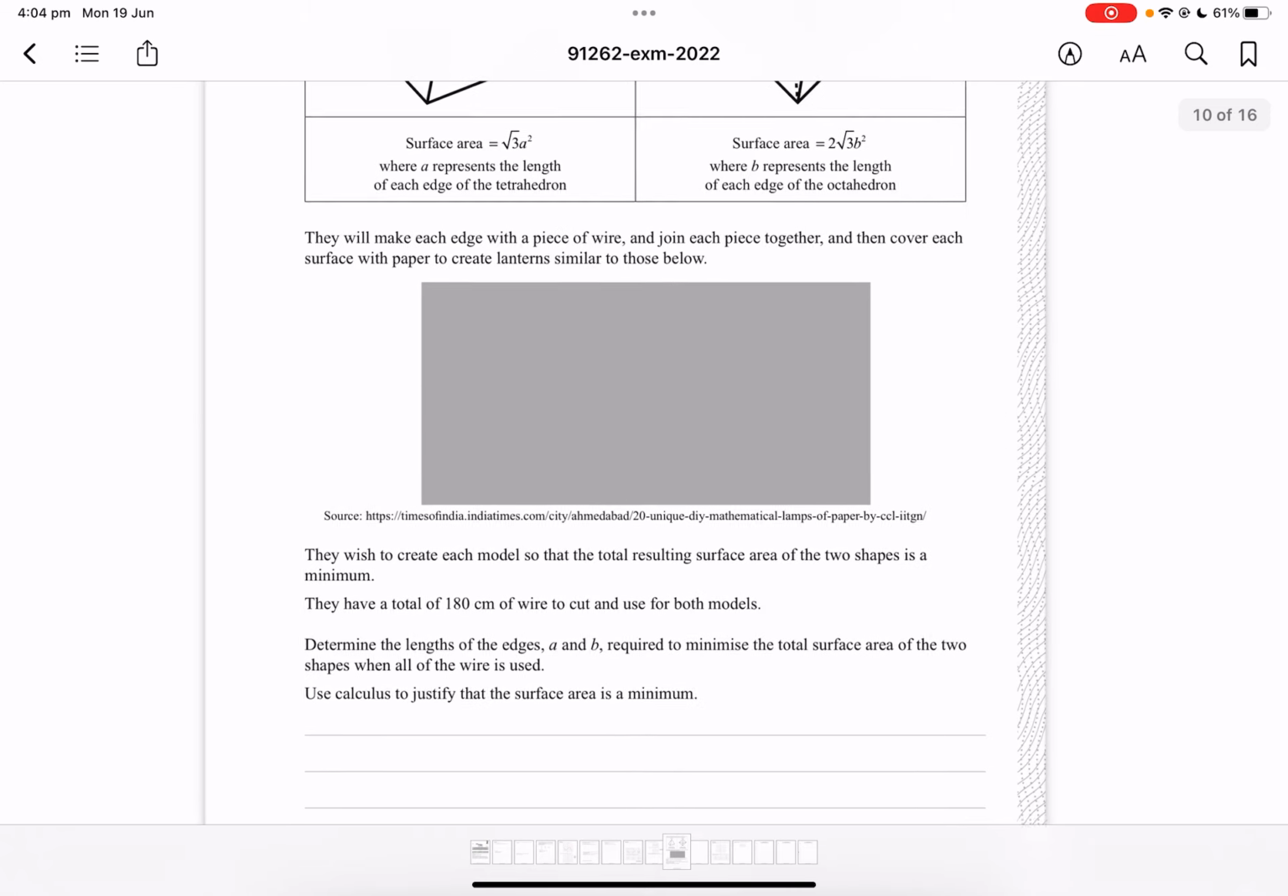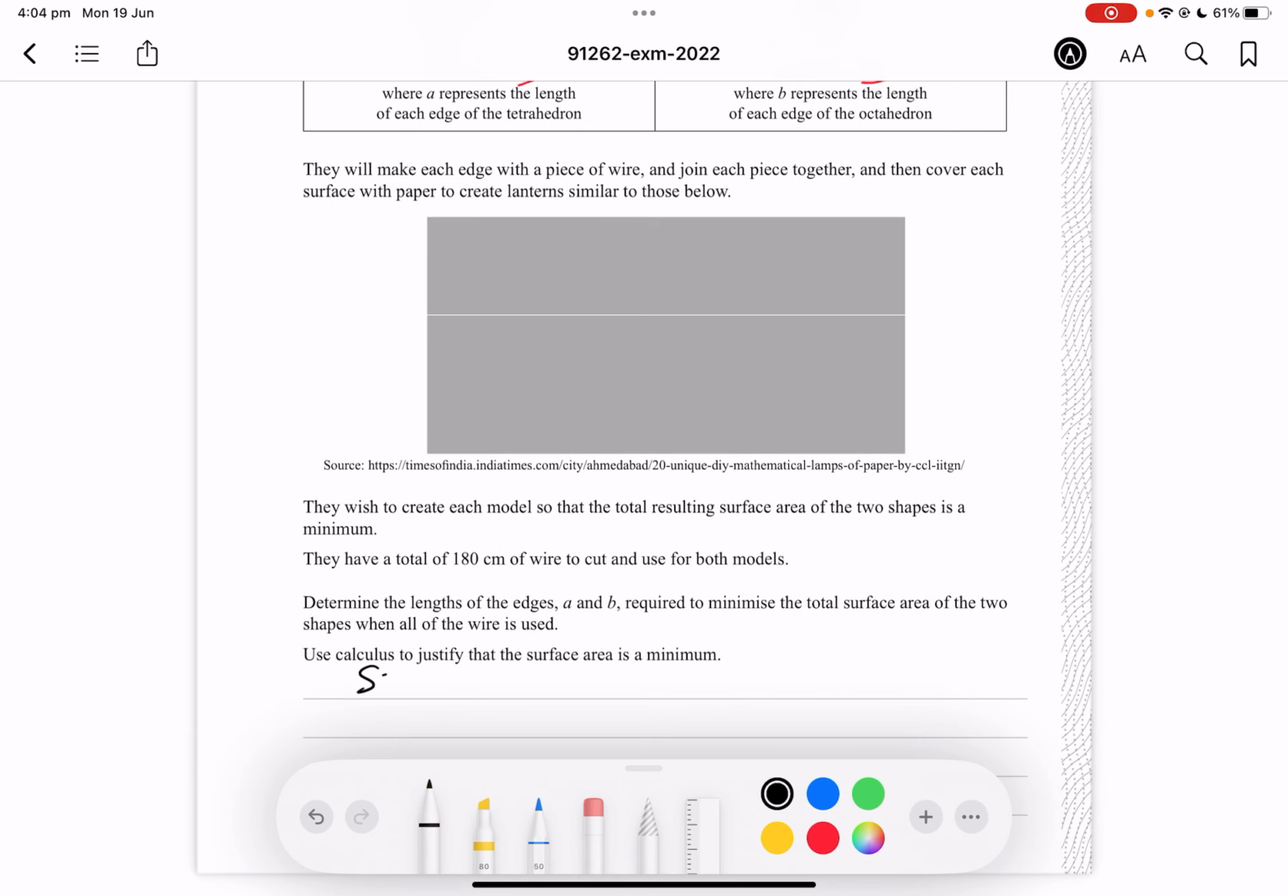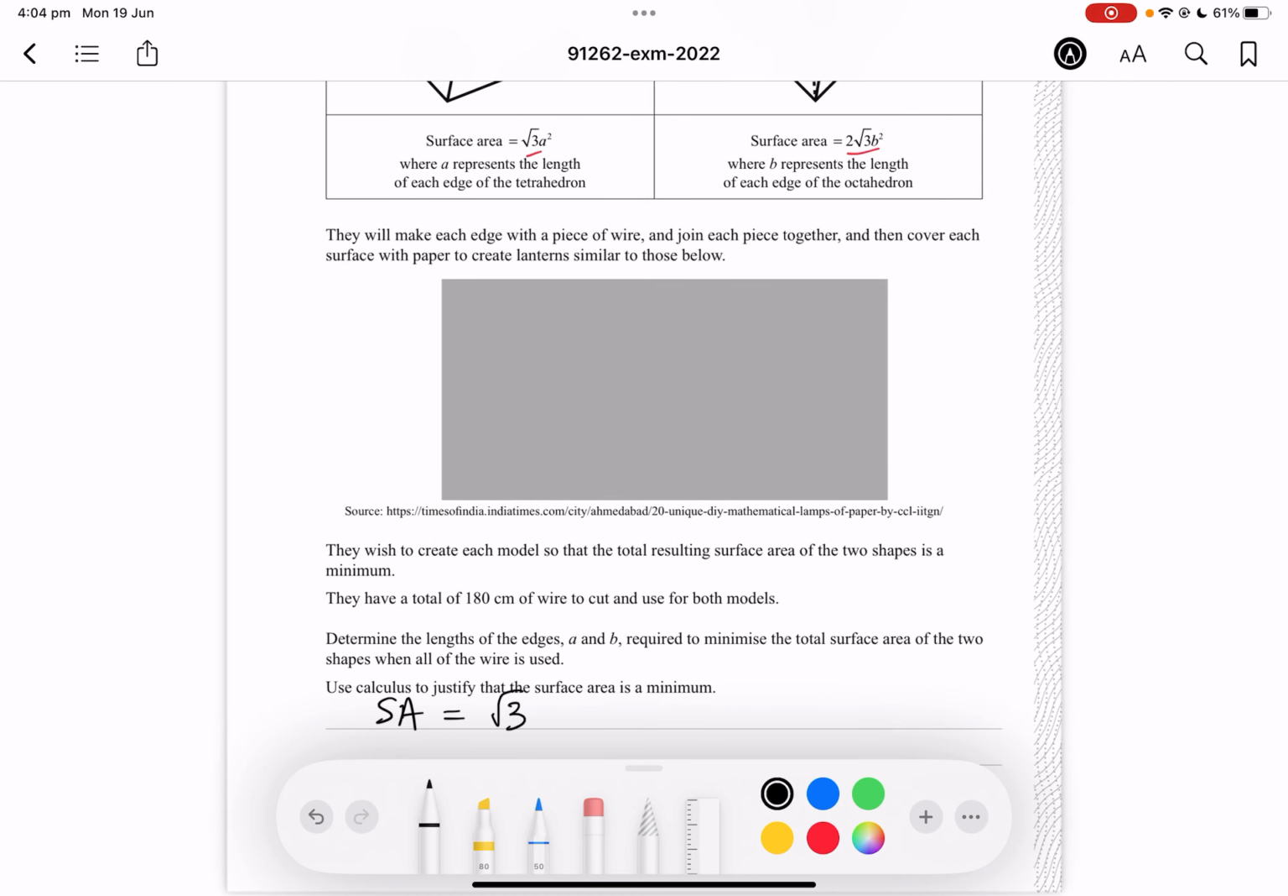Okay, so they give us the expressions for the surface area. So we have square root of 3 times a squared and 2 root 3 times b squared. So therefore, the formula for the surface area that we're trying to minimize is the sum, which is square root of 3 times a squared plus 2 root 3 times b squared.